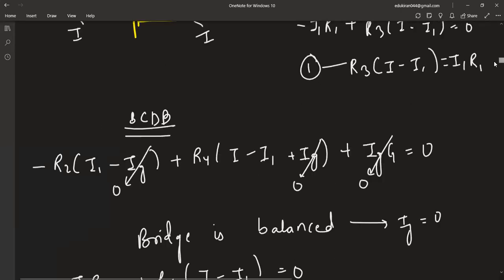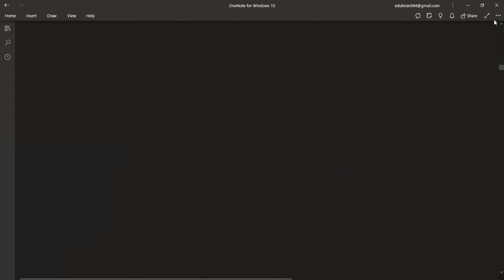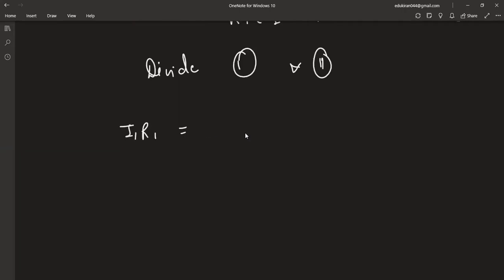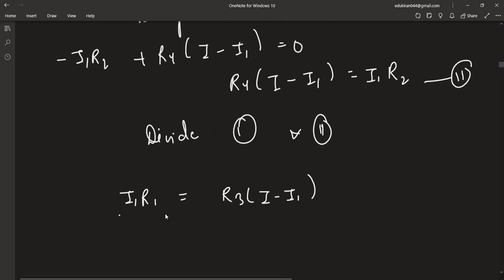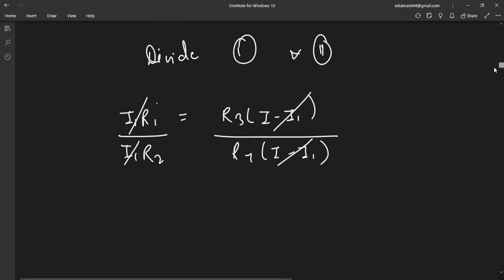Let's divide 1 and 2. Divide both the equations. So this becomes I1 R1 is equal to R3 into I minus I1. This is the first equation. And what is the second equation? If I'm dividing them, this is I1 R2 equal to R4 into I minus I1. This gets cancelled. This gets cancelled. We have obtained the balancing equation.